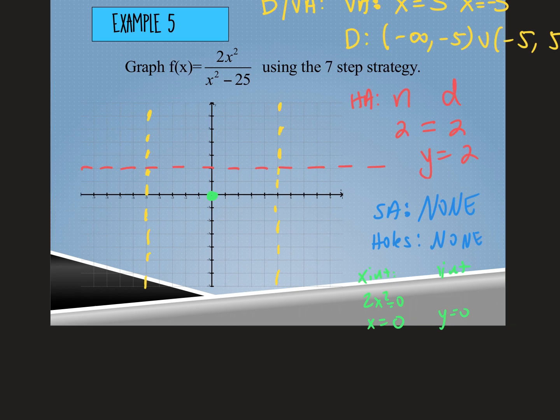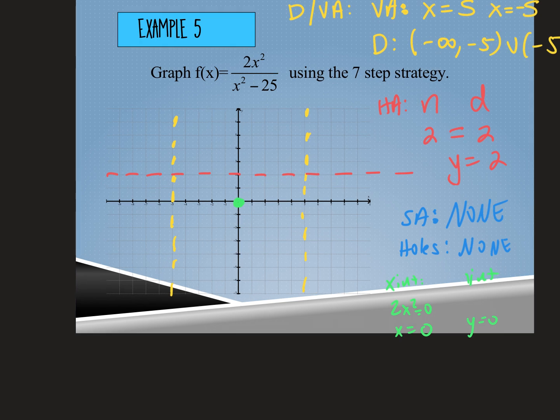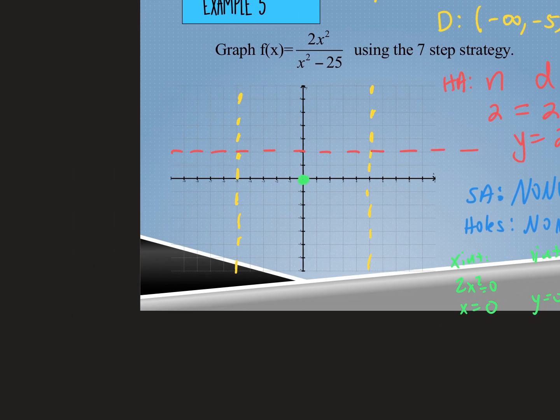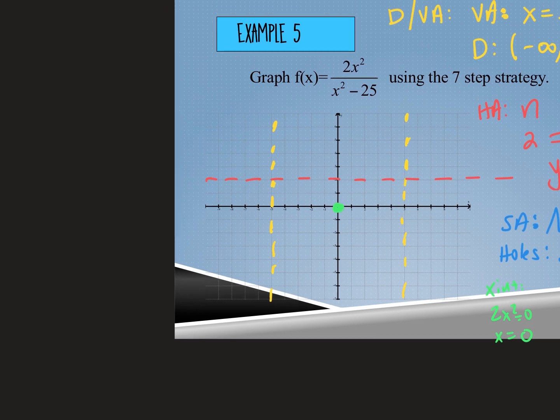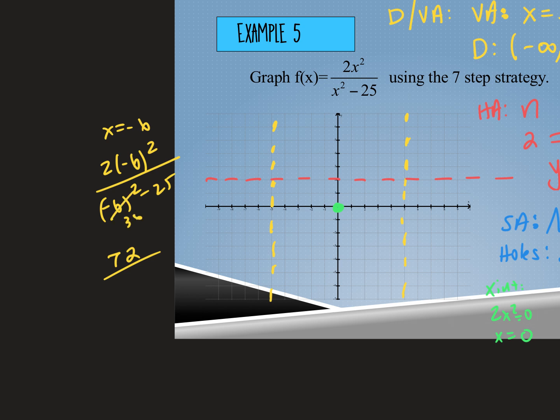So let's start with a number that's less than negative 5, to the left of the vertical asymptote. What would you want to pick? Negative 6, okay? So I'm going to say x equals negative 6. I'm going to plug it into this equation. So I have 2 times negative 6 squared over negative 6 squared minus 25. What's negative 6 squared? 36 times 2 is 72. Over, what's negative 6 squared? 36 minus 25. 11. All right, so when you plug in negative 6, you get 72 over 11.